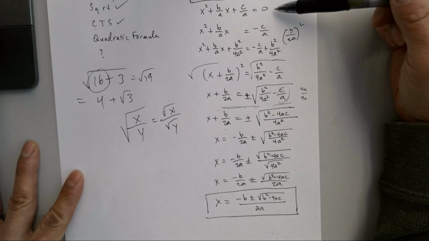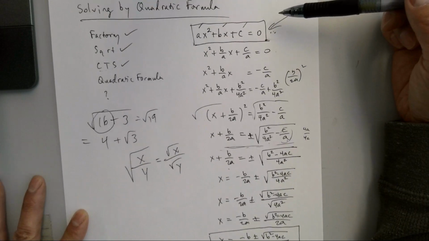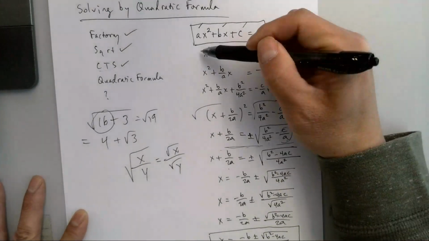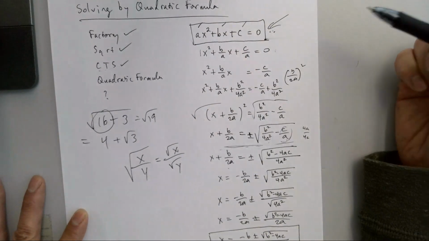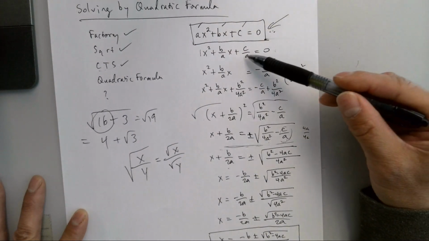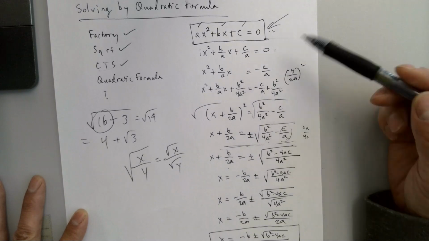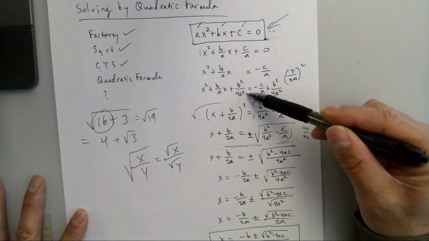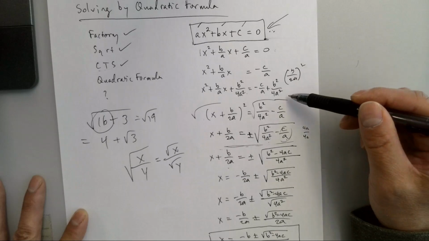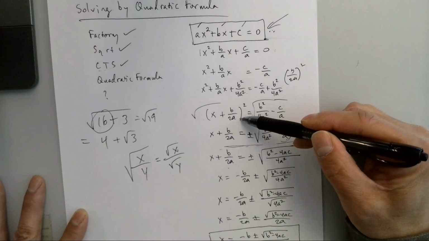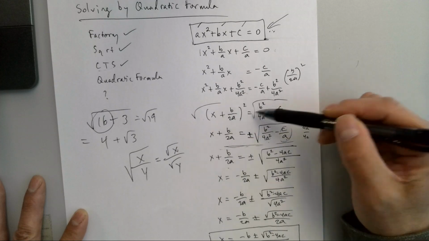We divided everything by a here because we wanted the coefficient here to be 1. And then we got rid of the c over a by subtracting c over a from both sides. Then we completed the square. And then we factored the left side. And then I combined the square root step here as well.